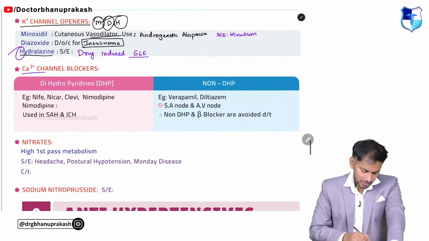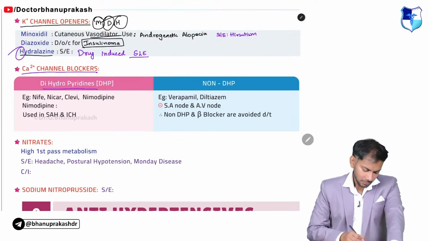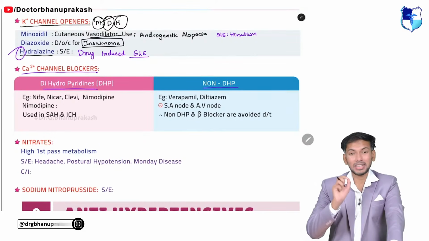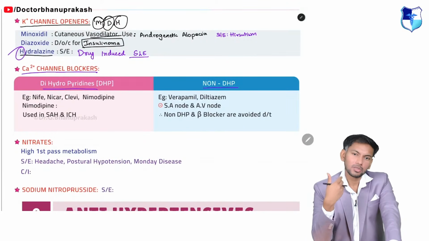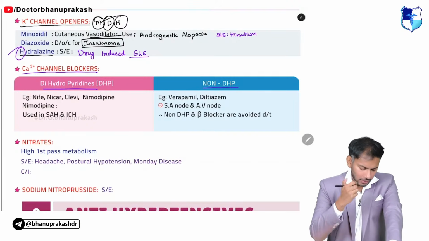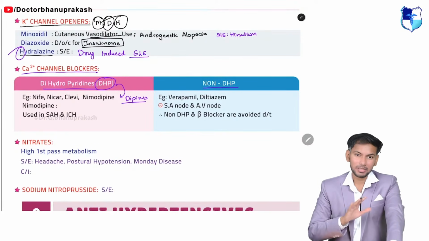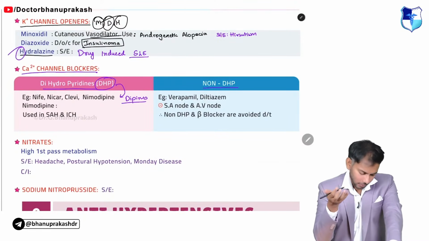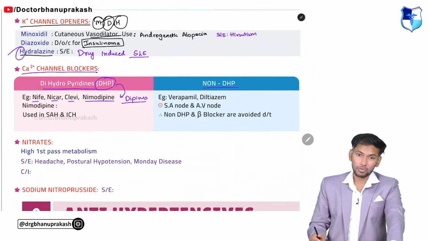Now, coming to the calcium channel blockers, we have two types: DHPs and non-DHPs. DHP means dihydropyridines. DHPs are very easy. These have dipine in their name. Yes, DHP, dipines, rhyming, easy to remember. You can see here nifedipine, nicardipine, clevidipine, nimodipine, all of these.